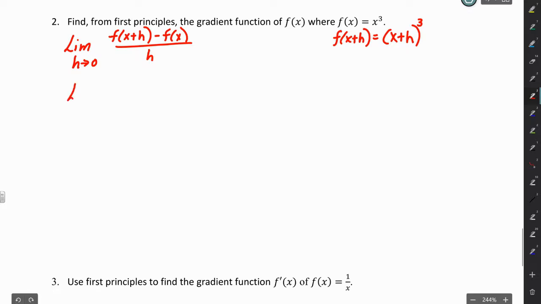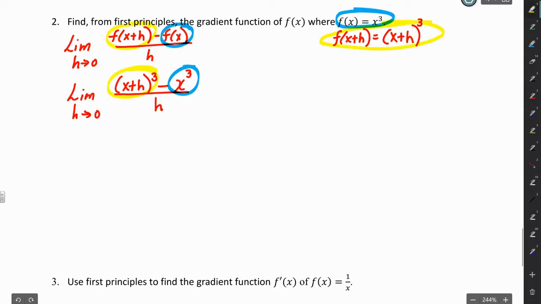All right, so our limit as h approaches 0 is equal to f of x plus h, which is x plus h cubed, minus f of x, which is x cubed, all over h. Now what we need to do next is expand x plus h cubed.